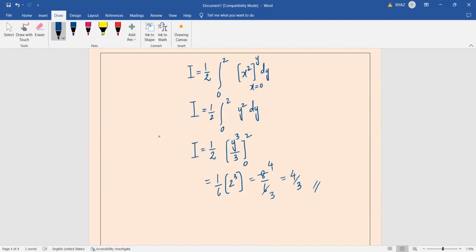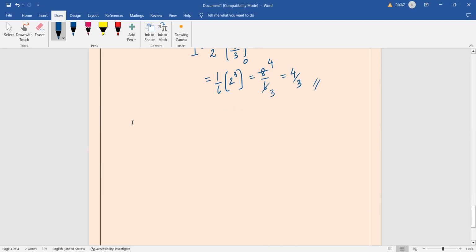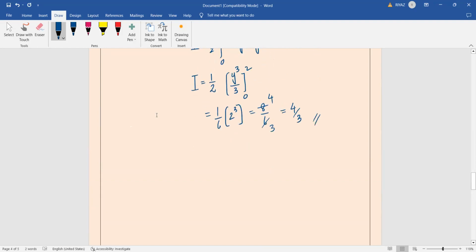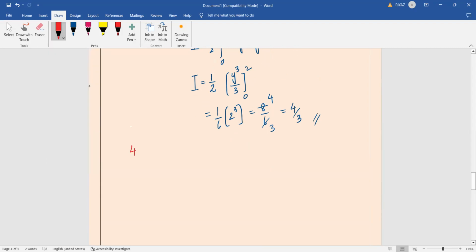And let us do one more question. The question is number 4, evaluate integral 0 to 1, integral y square to 1, integral 0 to 1 minus x, x dz dx dy.